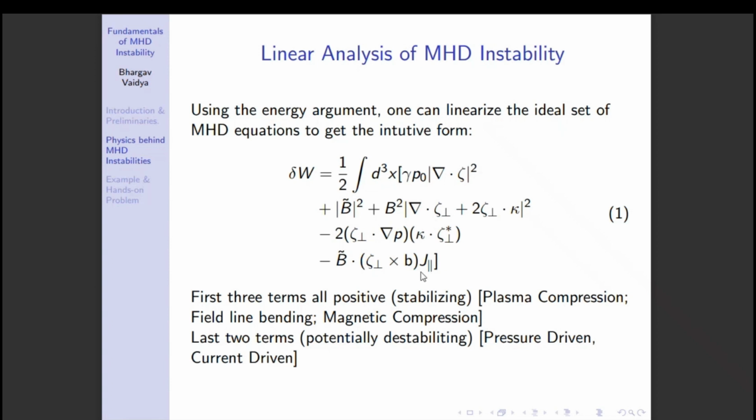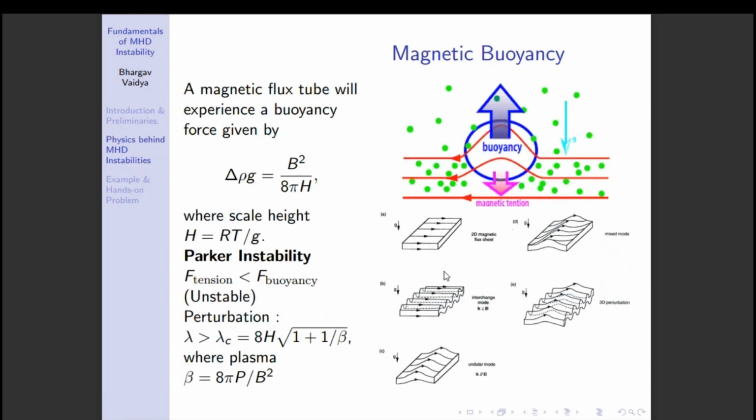But if this thing dominates, then it will be all negative. So that's the idea. You have current-driven and pressure-driven modes of instabilities. Let us look at some examples. The first simple example is something you have studied. I'm sure you have heard about the Schwarzschild criteria, how the stuff basically transports by convection.